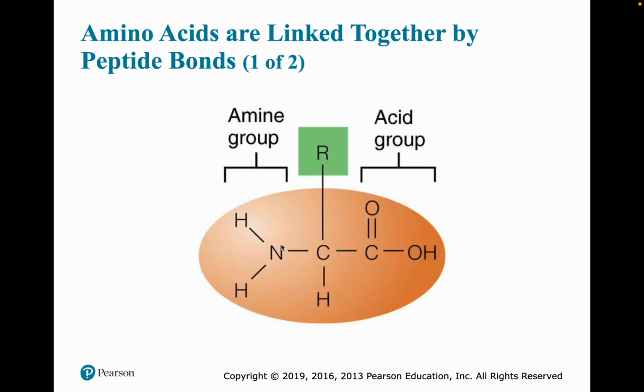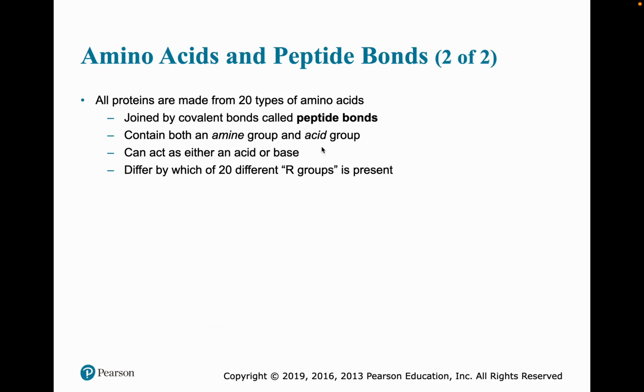So here's the basic structure of an amino acid in orange. We've got a carbon attached to an acid group, a COOH, and an amine group, that's a nitrogen, 2 hydrogens. And then attached on the upper part, as it's shown here, of this amino acid is an R group. It might be as simple as another carbon, or it may be very complex.